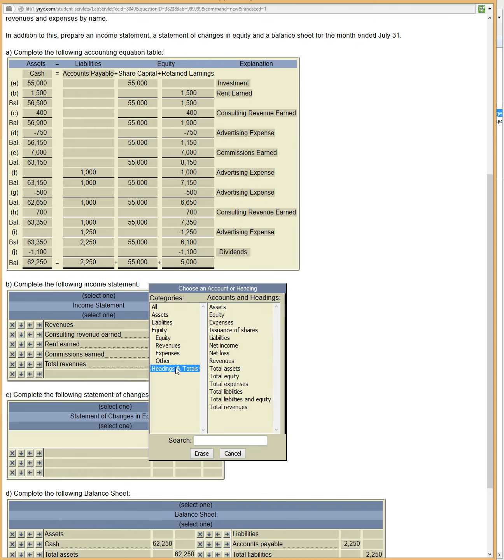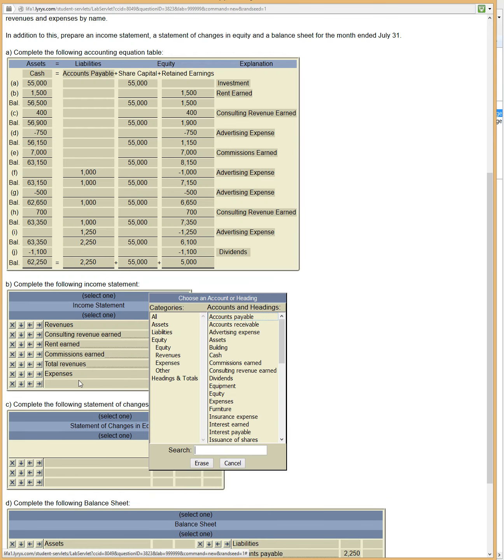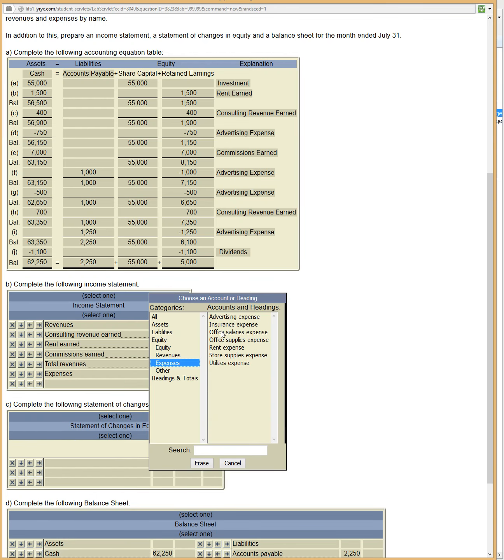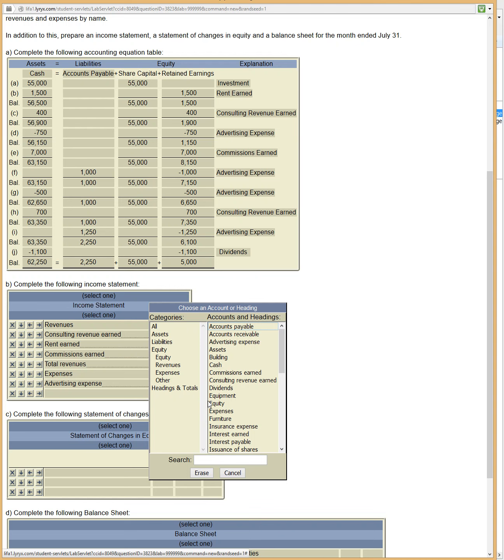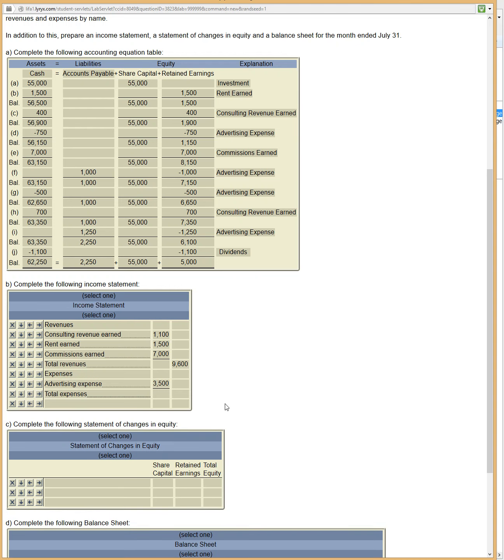Then our next heading is going to be expenses. And we only have one kind of expense. Click on expense. We have advertising expense. That's all there is. We have several items of advertising expense. So we have transaction D, 750, plus transaction F, 1,000, plus transaction G, which is 500, plus transaction I, which is 1,250. And that's all there is. Then we have total expenses. So headings and totals once again. Total expenses is just the 3,500 again.